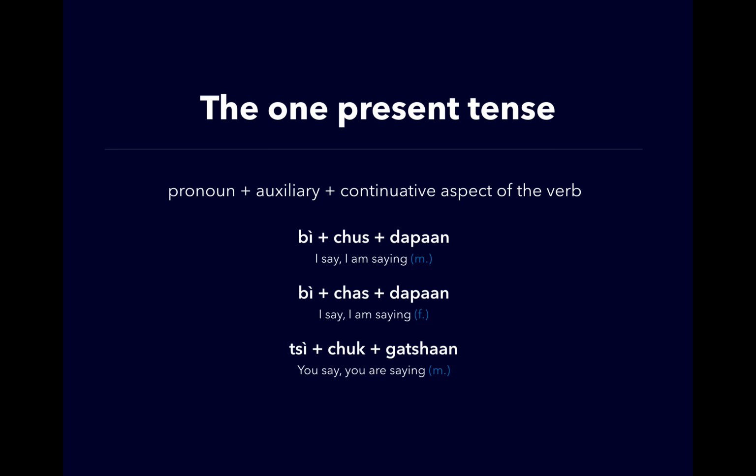Another verb would be gatun, and to say you go, there's a mistake over here. This should say you go or you are going, so you'd say tsi. The proper construction would be tsi chuk gatan, and for a woman I would say tsi chak gatan, and so on.